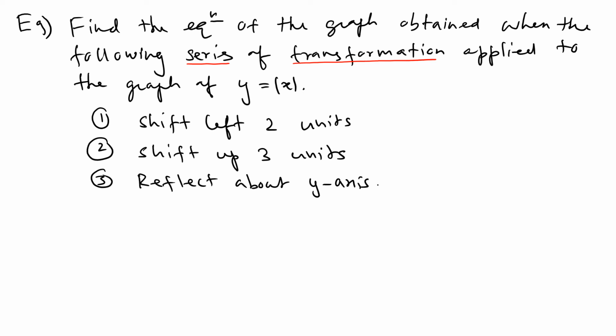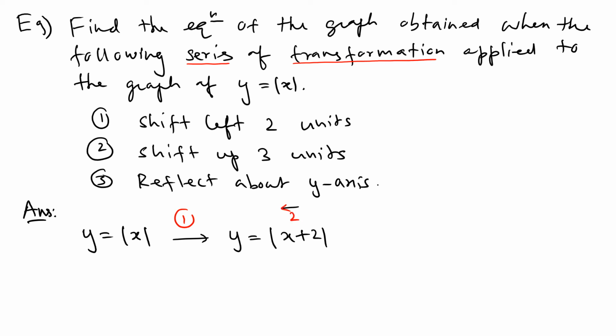So what's going to happen? So the answer. The first one, we're going to start with y equals absolute value of x. So that was the first one. So we can apply the first transformation, shift left 2 units. When you do shift left, that means you're going to add plus 2 to the x coordinate. So that means you're going to get y equals absolute value of x plus 2, because that means shift left. So when you do shift left, you're going to add plus 2 to the equation. That's the first step.